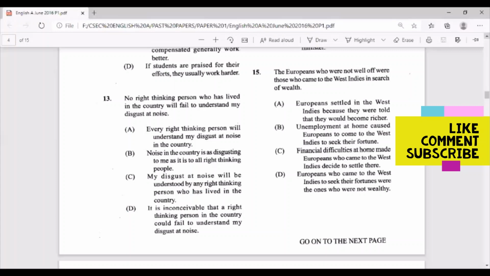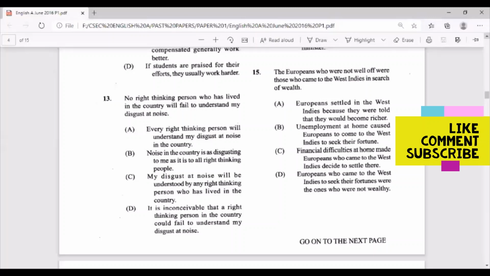A, Europeans settled in the West Indies because they were told that they would become richer. Now that is just not what the original sentence said. We're not looking for explanations of the original sentence. We're looking for which sentence says the same thing. So no, the original sentence did not mention anything about being told that they would be rich, and that's why they should move to the West Indies or come to the West Indies.